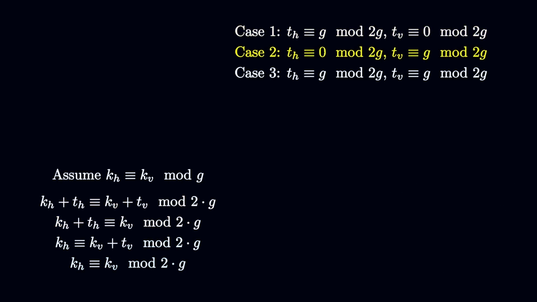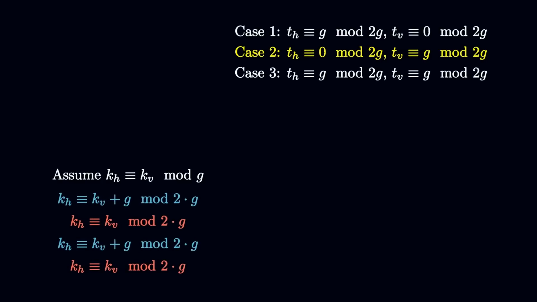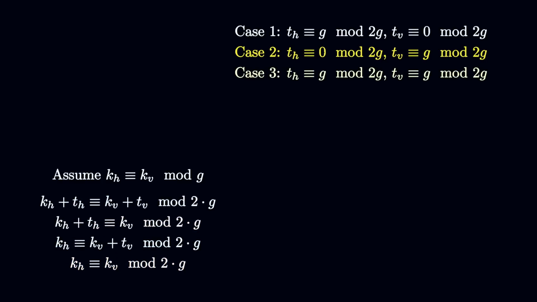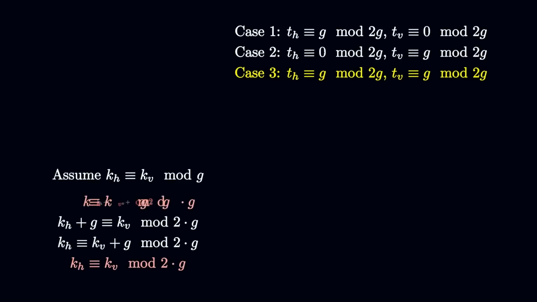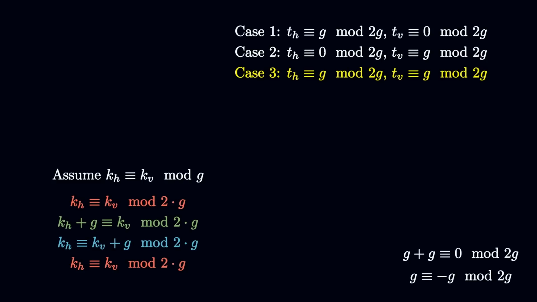For our next case, we end up getting these equations, and we can show exactly 2 must be true by the same argument. For the third case, we end up seeing that our first and fourth equations are equivalent, but our second and third don't immediately seem to be. Turns out though, since we're operating mod 2g, adding g is the same as subtracting g. So if we add g to both sides in our second equation, it ends up being equivalent to our third.